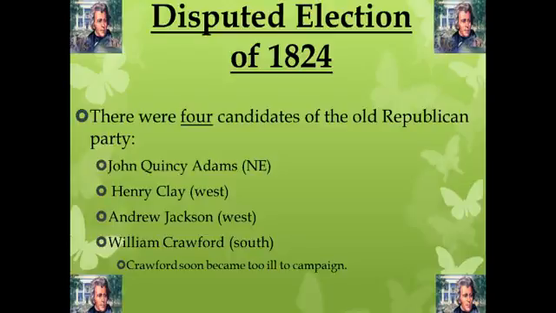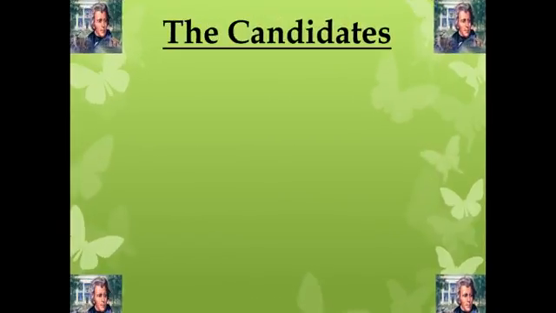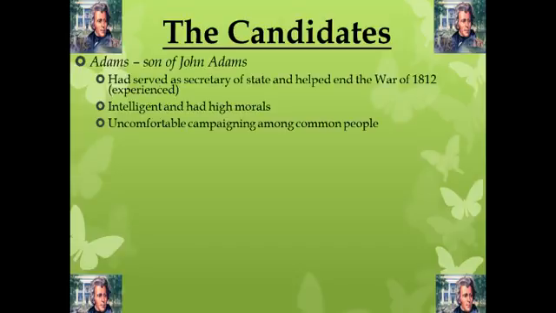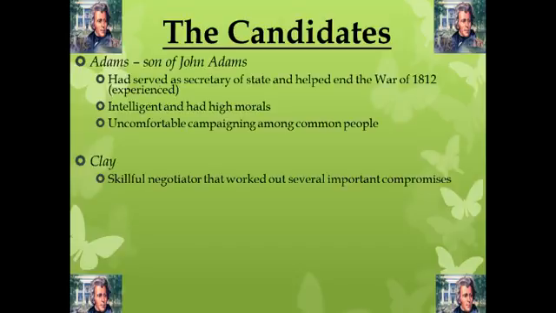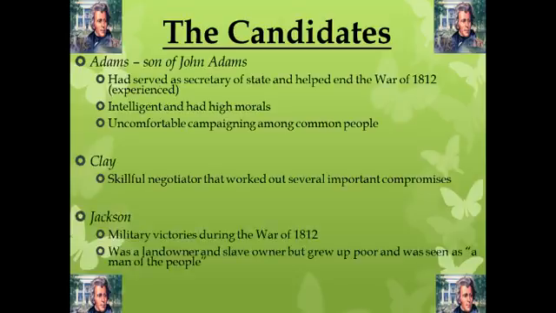So you had 4 key candidates, and these are the 4 listed there. And this was a big battle in 1824. All right, just to give you some background on the candidates, I'm not going to spend too much time on John Quincy Adams, but Henry Clay and Andrew Jackson we need to focus on because those two are going to make a very important resurgence in this unit. So Henry Clay was a very skillful negotiator. He worked out several important compromises, the most notable of which was the Missouri Compromise of 1820. We should all know all about that, very important.